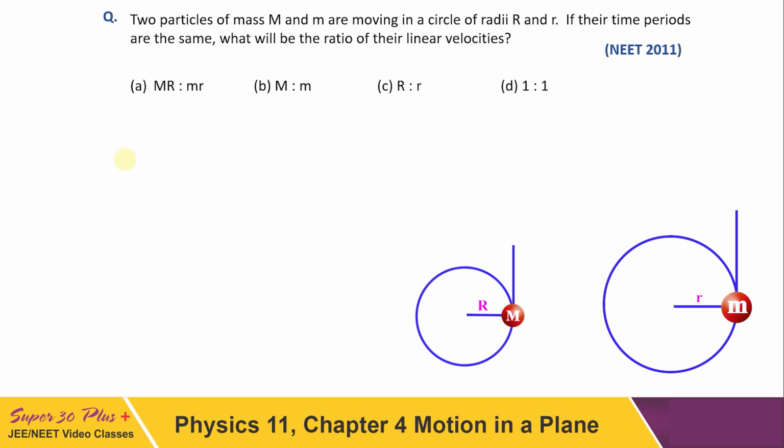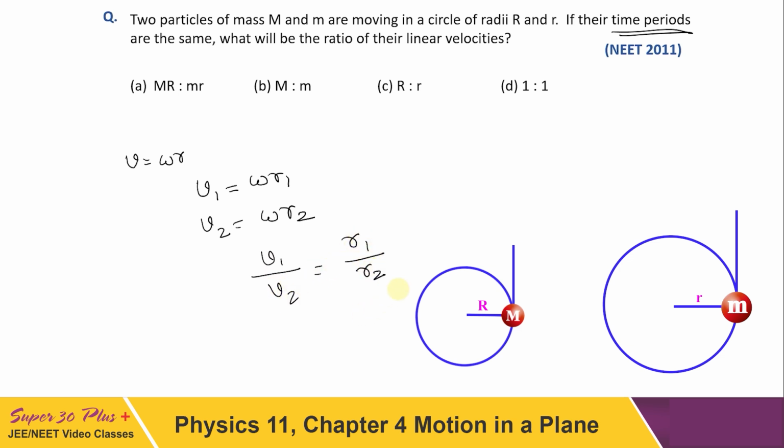As we know, linear velocity is equal to omega r. So for particle 1, we can write V1 is equal to omega r1. For particle 2, we can write V2 is equal to omega r2. As the time period is the same, omega has to be the same, because we all know omega is equal to 2 pi upon T. So T being the same, these values will be the same. And we got from here V1 upon V2 equal to R1 upon R2. That is R upon small r, which is option number C.